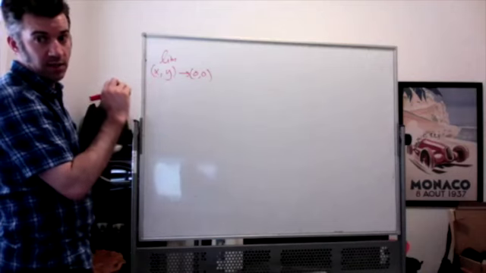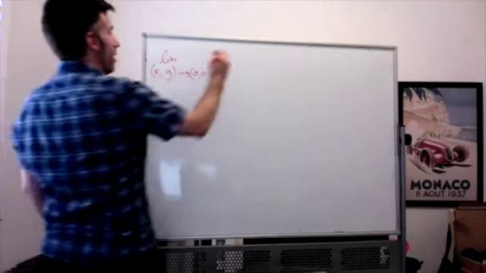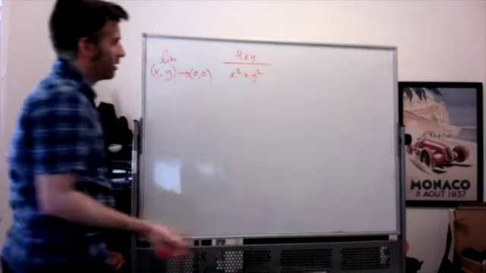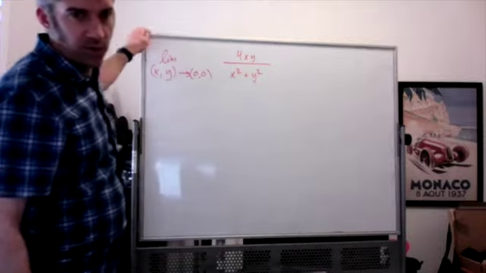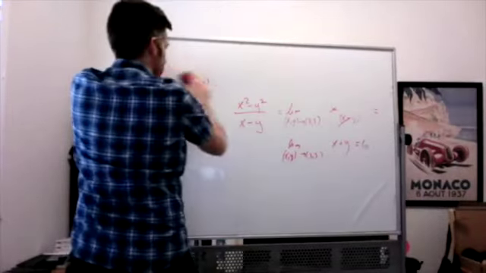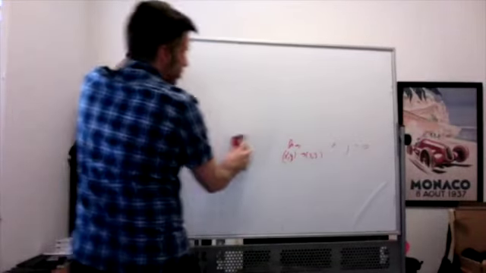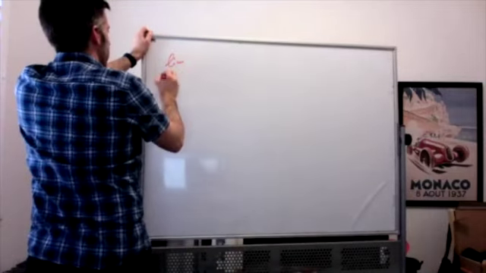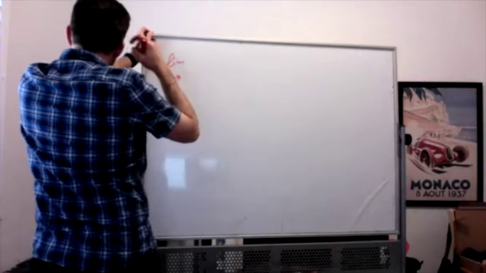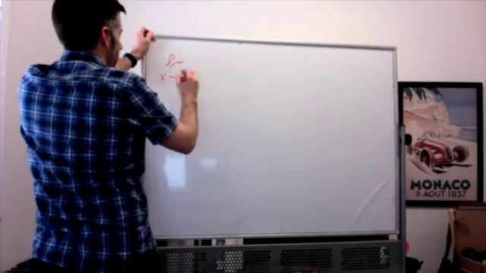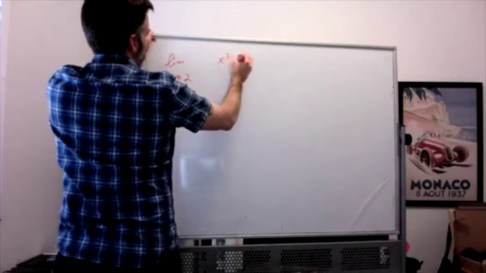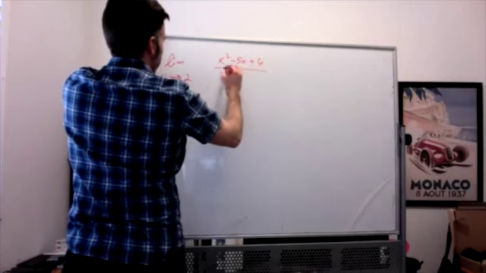So here's the limit: the limit as (x, y) approaches (0, 0) of 4xy over x squared plus y squared. Actually, I'm going to come back to this because I want to point out how we're dealing with this. So let me think of a good example here. Let's say I wanted to find the limit as x approaches 2 of x squared minus 5x plus 6 over the absolute value of x minus 2.